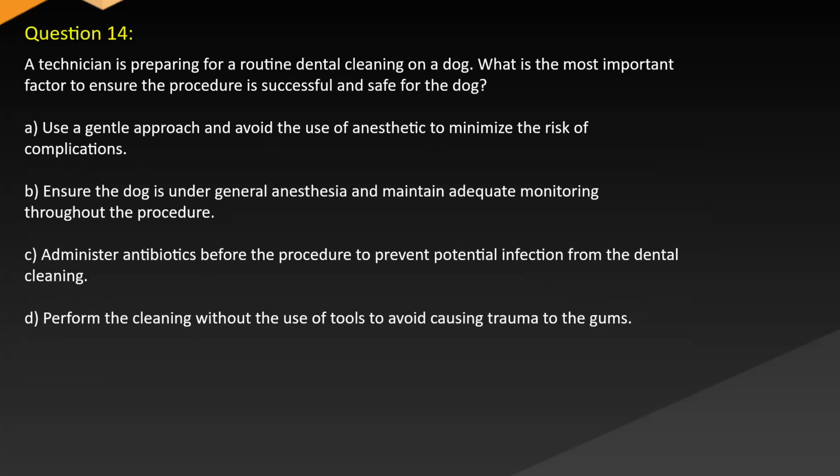Question 14. A technician is preparing for a routine dental cleaning on a dog. What is the most important factor to ensure the procedure is successful and safe for the dog? A. Use a gentle approach and avoid the use of anesthetic to minimize the risk of complications. B. Ensure the dog is under general anesthesia and maintain adequate monitoring throughout the procedure. C. Administer antibiotics before the procedure to prevent potential infection from the dental cleaning. D. Perform the cleaning without the use of tools to avoid causing trauma to the gums.